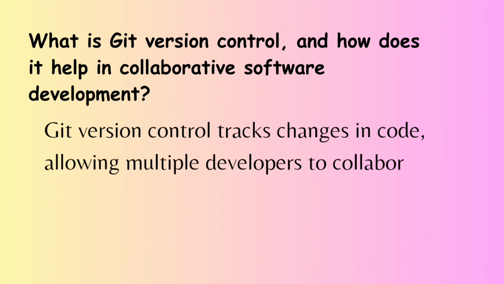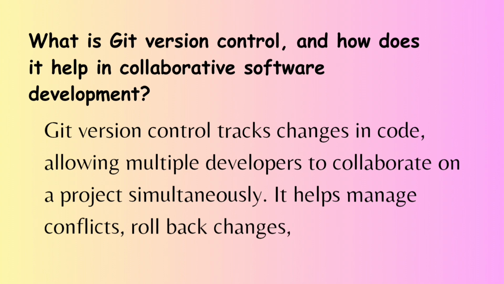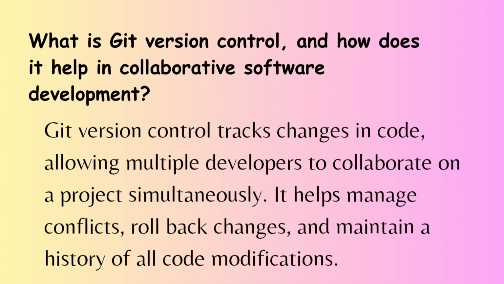What is Git version control, and how does it help in collaborative software development? Git version control tracks changes in code, allowing multiple developers to collaborate on a project simultaneously. It helps manage conflicts, roll back changes, and maintain a history of all code modifications.